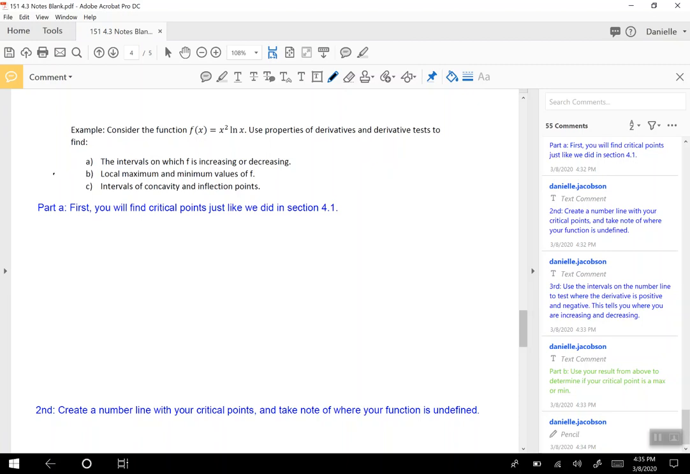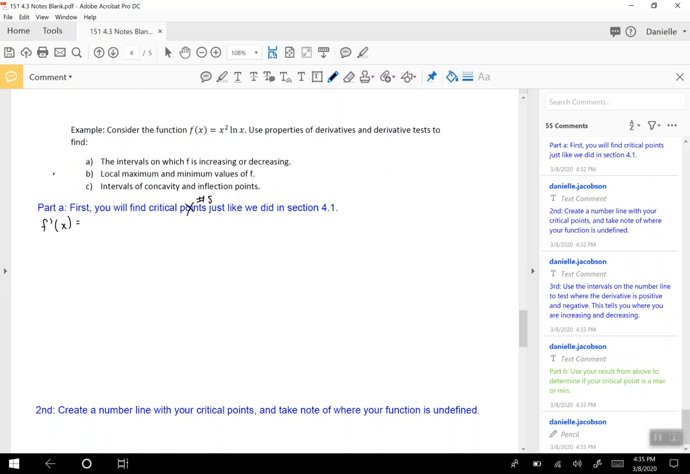All right, so for parts A and B, we're going to use the first derivative and the first derivative test. So part A, if we want to find intervals where this increases or decreases, the first thing we need to do is find critical points, or I could say numbers, just like we did in section 4.1. So what I'm going to do is take my derivative. Okay, so f prime of x.